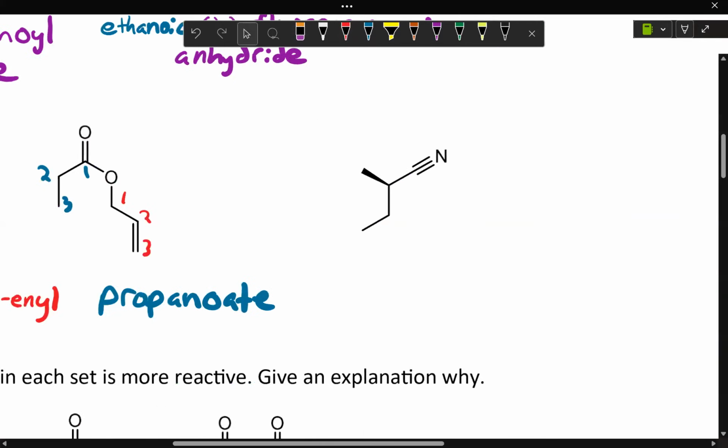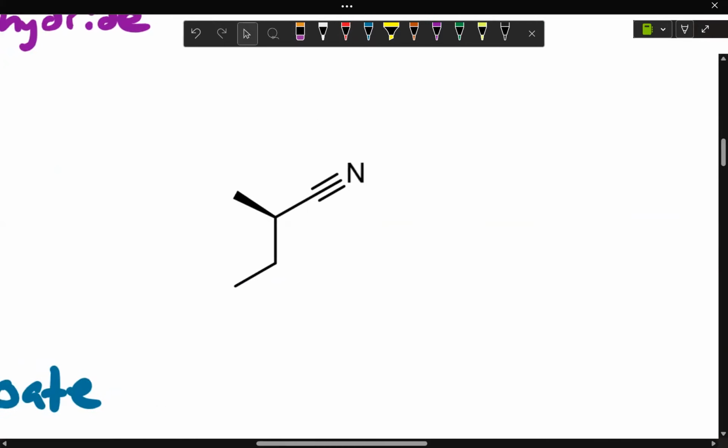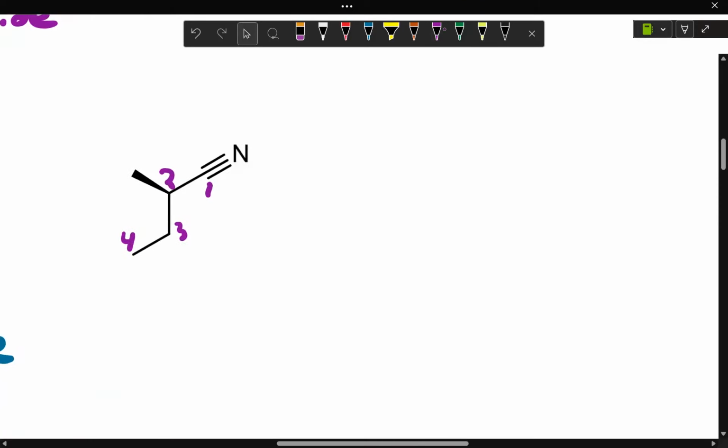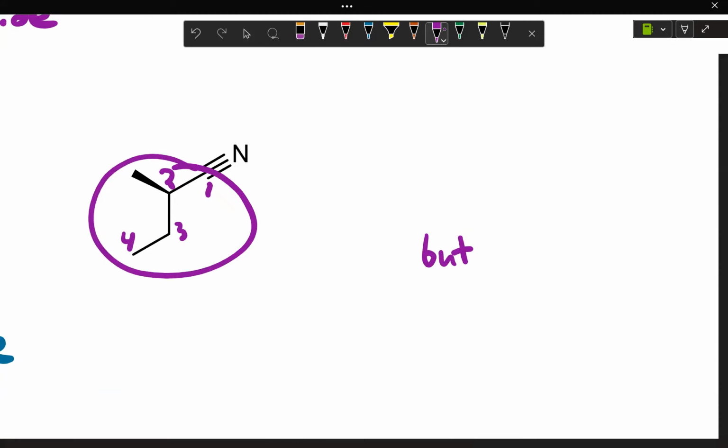All right, last one. Nitrile, probably the easiest to name. So we're going to start numbering at the nitrile. 1, 2, 3, 4. 4 is but. Now, coming off of the nitrile, we don't have any alkenes or alkynes, so we're going to do butane.